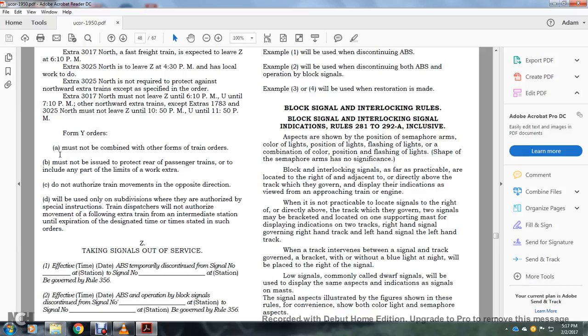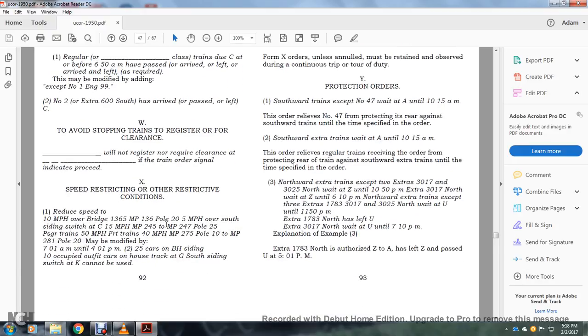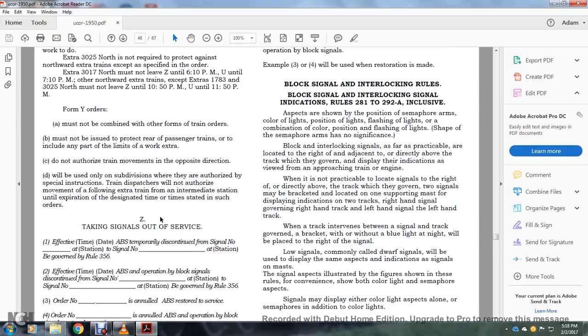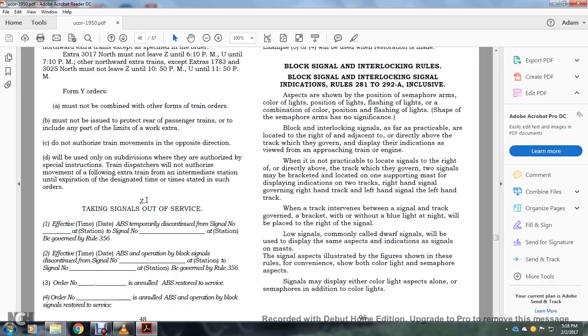Other northward extra trains except for the 1783 and 3025 north must not leave Z until 10:50 p.m. or U until 11:50 p.m. Form Y orders must not be combined with other orders, and train orders must not be issued with protect rear passenger trains to include any part of the limits of the work extra. Do not authorize train movements in the opposite direction. It will be used only on a subdivision when authorized by special instruction. The train dispatcher will not authorize movement of the following extra train at the intermediate station until expiration of the designated time stated in such order. That's your protection orders. So it's only one direction, and it's for certain.